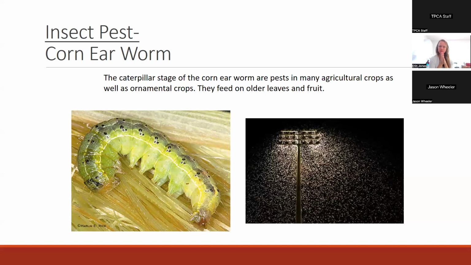We do see them as pests as adults. So I put this picture here. We've probably all been to a football game or some type of event where there were lights at night in the fall and there were thousands of these moths. So they can be problematic in their adult form, not necessarily because they're feeding, but just because of the sheer number of them that we can find in the fall or early in the spring, we can see them as well.